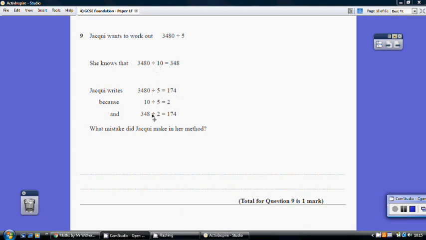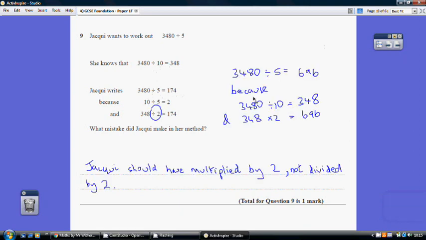So what Jackie should have done, rather than right at the end dividing by 2, she should have multiplied by 2. So she should have got an answer of 696. So 348 times by 2 would have given her the correct answer. So what mistake did Jackie make in her method? Jackie should have multiplied by 2, not divided by 2.